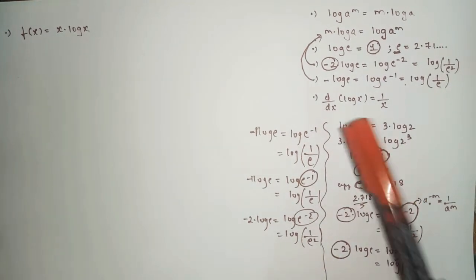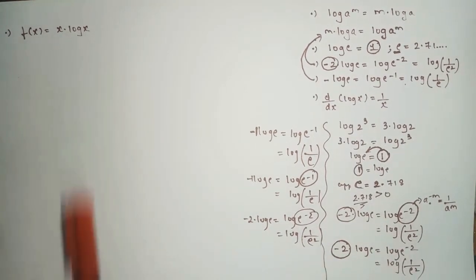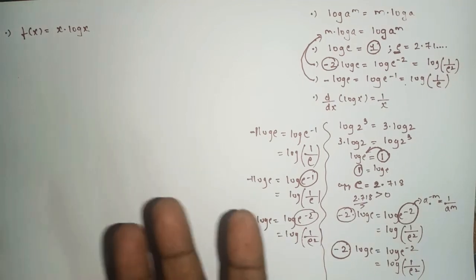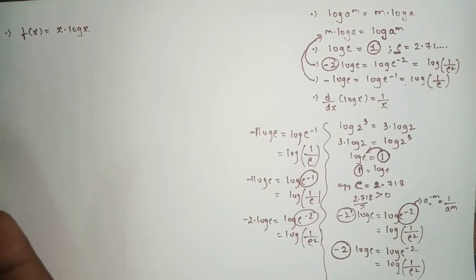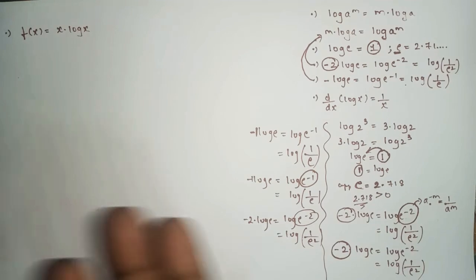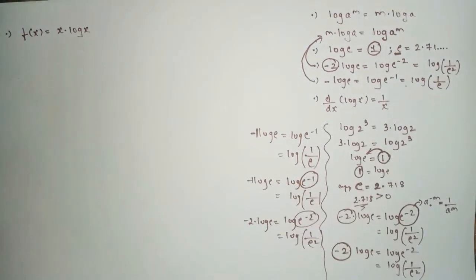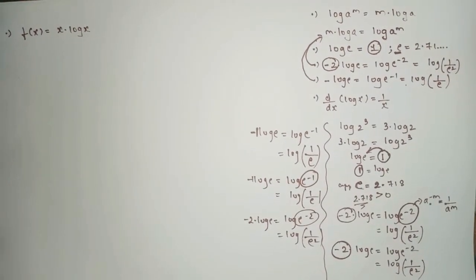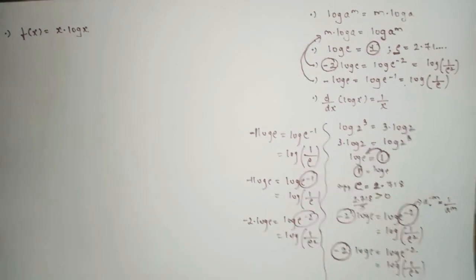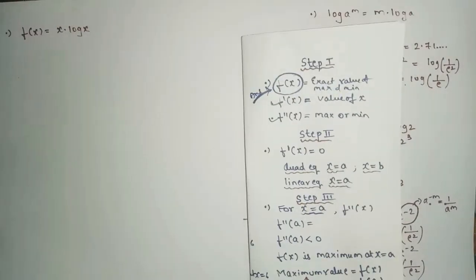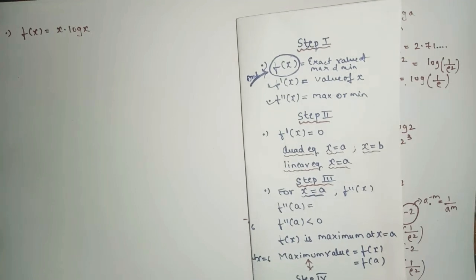And the last one, that is derivative. Of course here we know that whenever we have to find the maximum and minimum, we have to find the first derivative and the second derivative. So the derivative of log x will be what? 1 by x. So this log x derivative, I hope you all might be knowing. So the derivative of log x is what? 1 by x. So let's begin with the steps now.